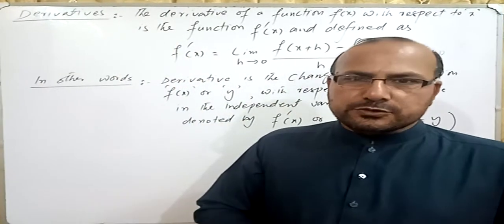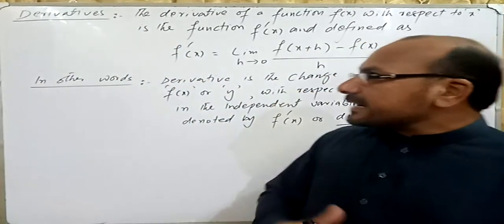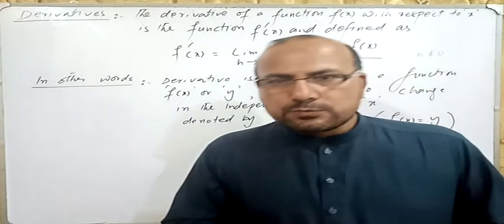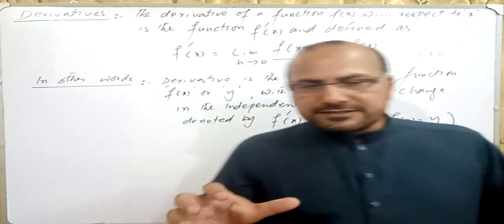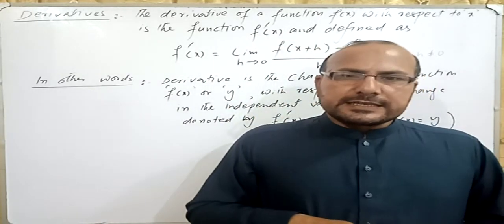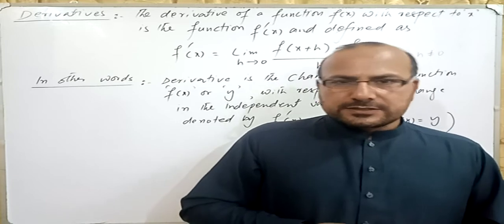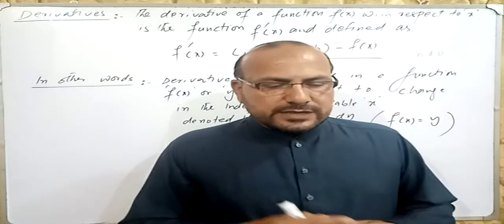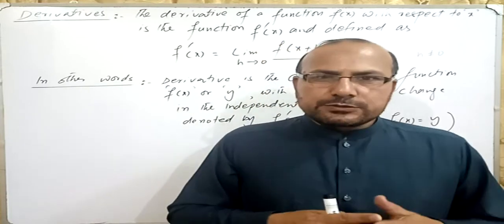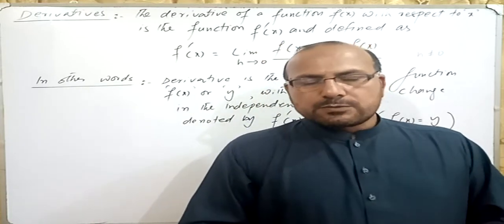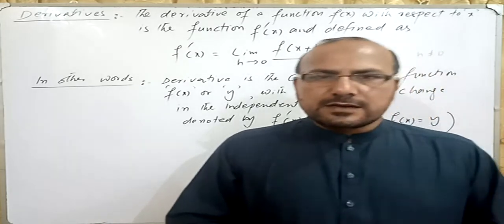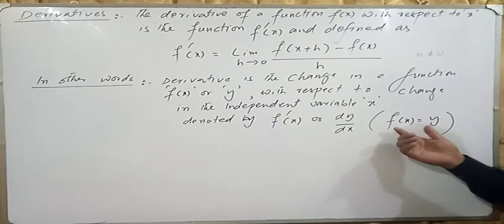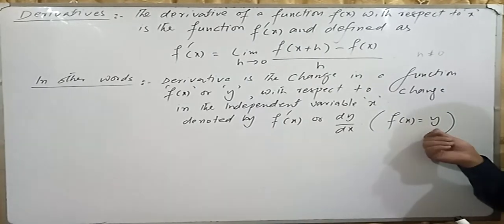In Dari it's called mushtaq. So how we can calculate the derivatives of different functions. But first you need to understand what is meant by derivatives. Derivatives basically represent the change in a function with respect to the independent variable, because a function has two types of variable. One is called the dependent variable, another is called the independent variable. We represent the function by f of x or by y.